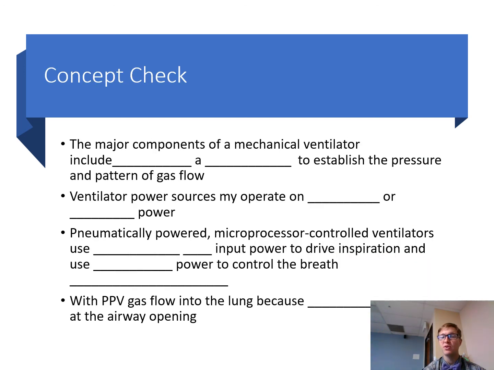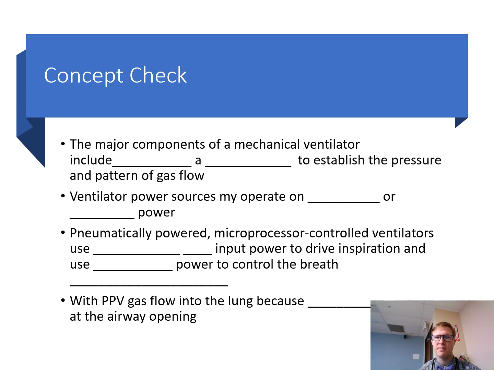All right, so we just went through a lot. What are some concept checks that we have here? The major components of a mechanical ventilator include a high pressure gas source and a control panel or user interface to establish a pressure pattern or gas flow. That's your touch screen or hard buttons, depending on which machine you have, right? So a high pressure gas source and a control panel of some sort to put in our variables to establish the pressure and gas flow.